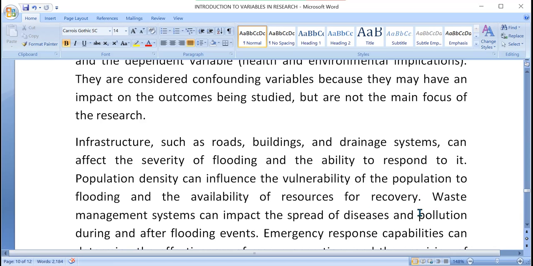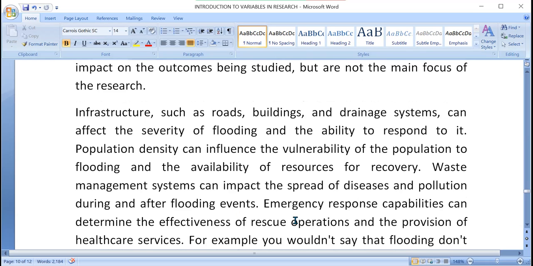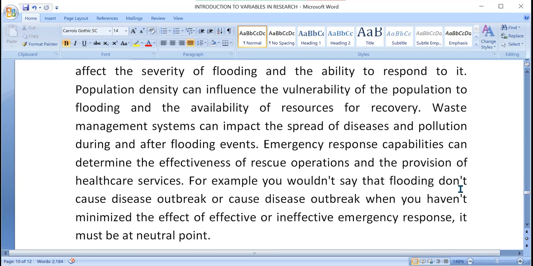Then waste management system can impact the spread of disease and pollution during and after flooding events. Emergency response capabilities can determine the effectiveness of rescue operations and the provision of healthcare services. For example, you wouldn't say that flooding does or doesn't cause disease outbreak when you haven't minimized the effect of effective or ineffective emergency response. So for you to really come to that point, you must carry out the research in such a way that both effective and ineffective management response don't have influence. So emergency response is a confounding variable.